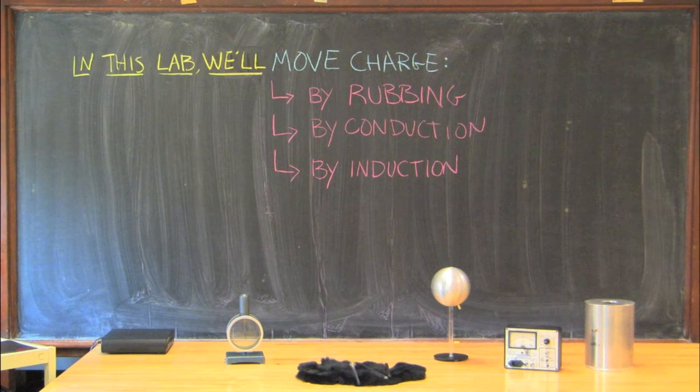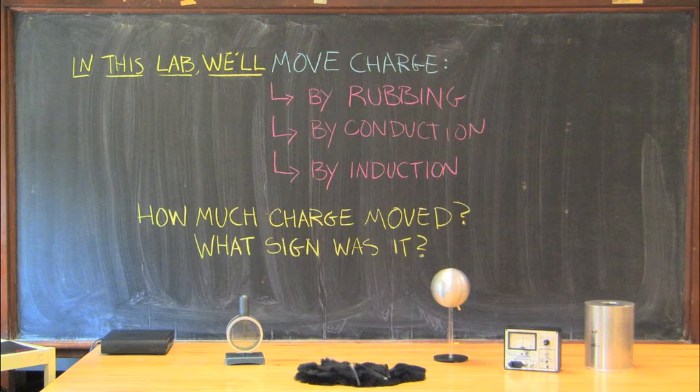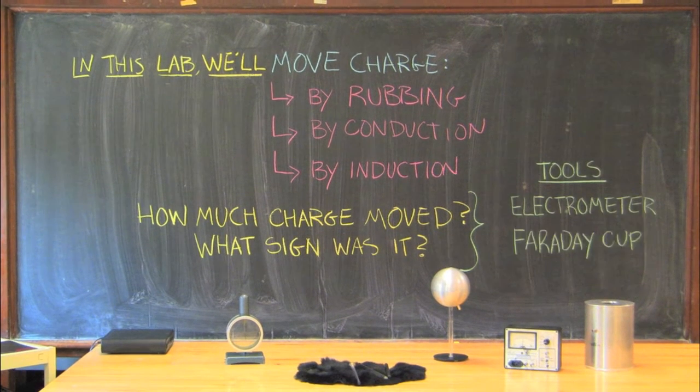In this lab, you'll move charge around by each of these methods and answer questions like how much charge moved and what sign was it. To help answer those questions, we'll use 2 tools, the electrometer and the Faraday cup.